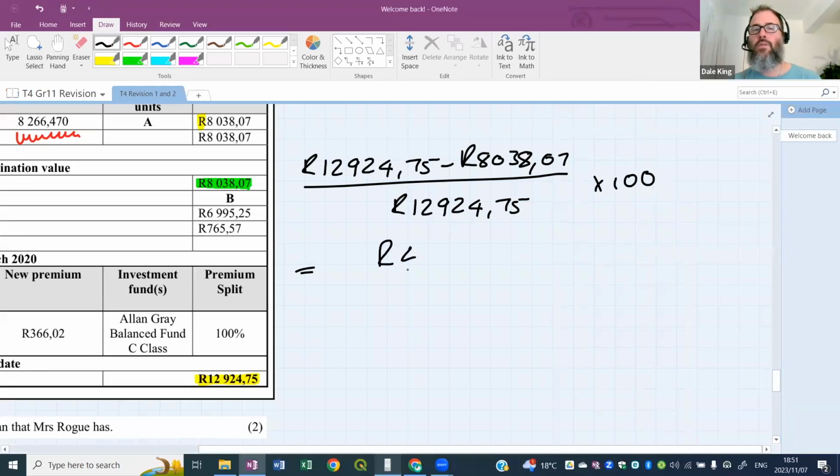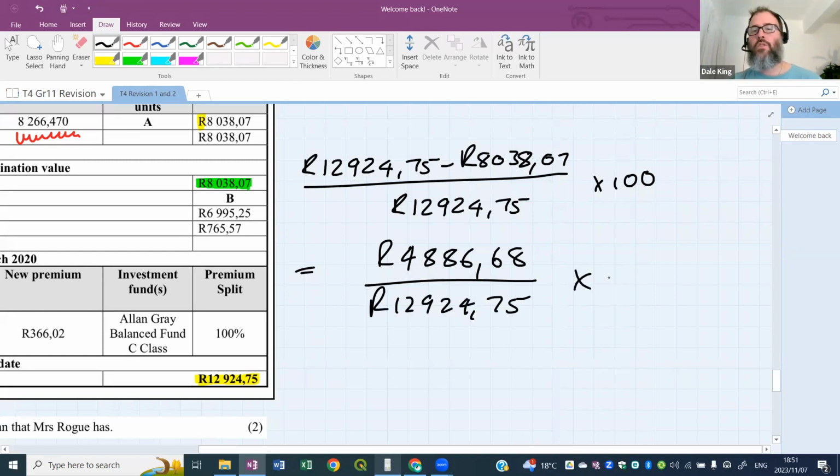So 4,886 and 68 cents. So this is how much the fund dropped by. But they want to know this drop, what is it as a percentage? So this initial 12,000 was dropped by this value, but what is that decrease as a percentage? So we need this value as a percentage of the original amounts.